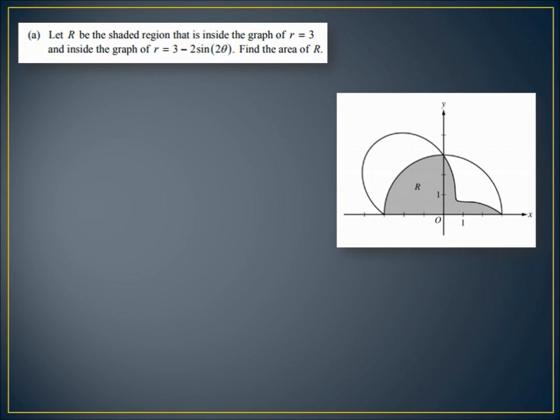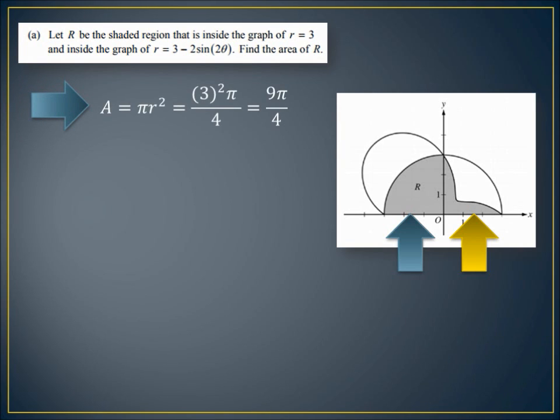Let R be the shaded region that is inside the graph of r equals 3 and inside the graph of r equals 3 minus 2 sine 2 theta. Find the area of R. Now looking at this, you see that the quarter circle in the second quadrant and the first quadrant area is what makes up this region R. So we can use our circle equation, A equals pi r squared, to get the area.